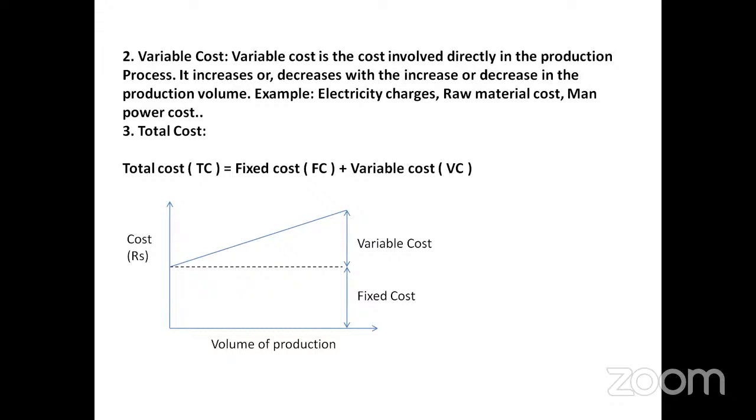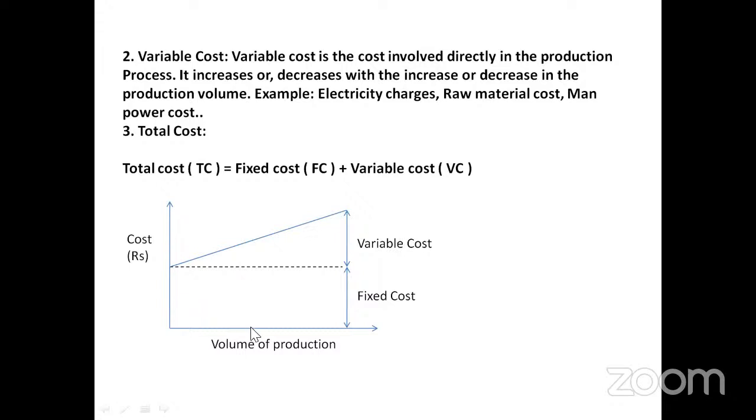Yes, thank you sir. One-time investment, long-term. And running cost, manpower cost, which if you want to produce more, manpower will be more, electricity will be more, raw materials will be more. So those costs are variable cost. Now at any point of time, what is the total cost involved in the production process? That is the fixed cost plus variable cost. Total cost TC is equal to fixed cost FC plus variable cost VC.